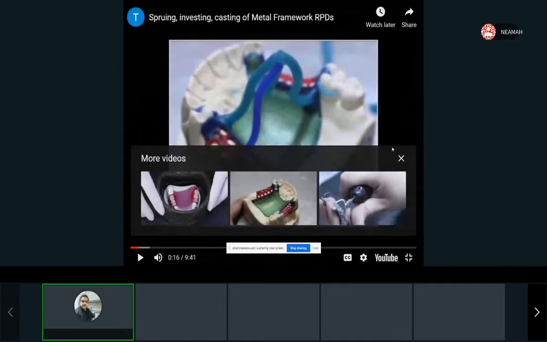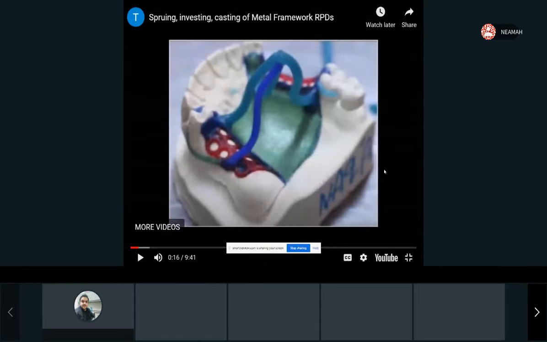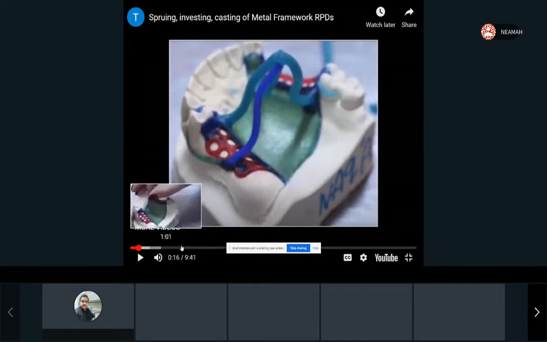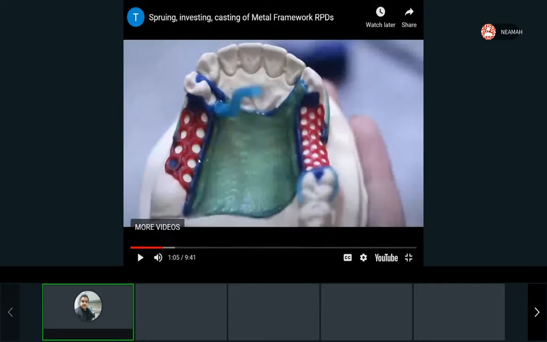Well, this is an arch, right? You can see. And what are we trying to make here? What is this for? Partial denture, right? You see that the patient has only anterior teeth technically. Well, they have some premolars here, but they're missing a lot of teeth on one side, all of them. And on the other side, they're missing some of the teeth. So we're making a partial denture for them, okay?